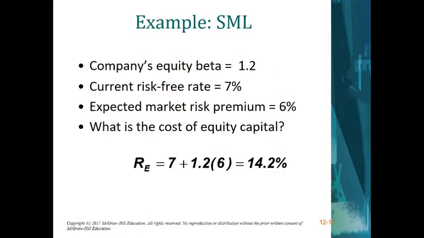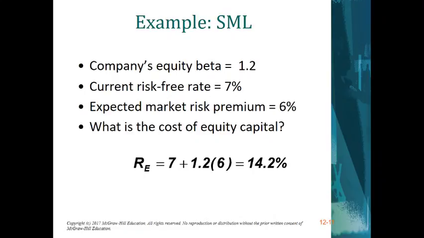So here we have an example. This beta is something that you can find for a lot of different companies, especially if it's a New York Stock Exchange listed company or a NASDAQ listed company, they're going to list the company's beta. So here, the company's equity beta is 1.2.